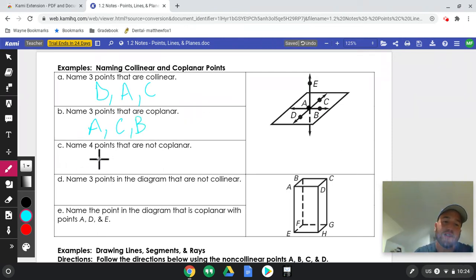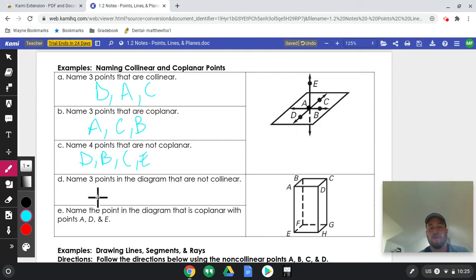Now, letter C says name 4 points that are not coplanar. That does not mean that some of them can't be on the same plane, however, they can't all be on the same plane. So if I did like D, B, C, and E, D, B, and C here are on the plane, E is up above. You could also argue that D, E, and C are on the same plane. It's not drawn on here, but it could be extended up and over around. But then B would not be on it.